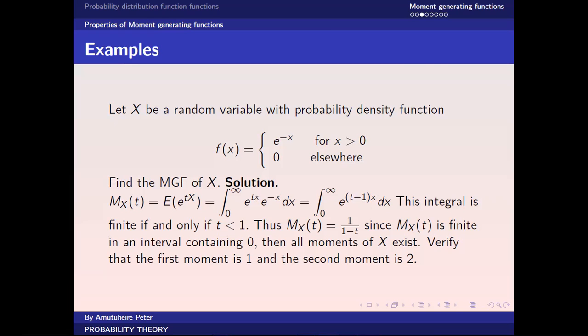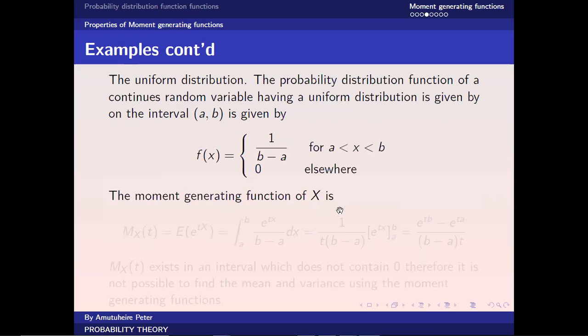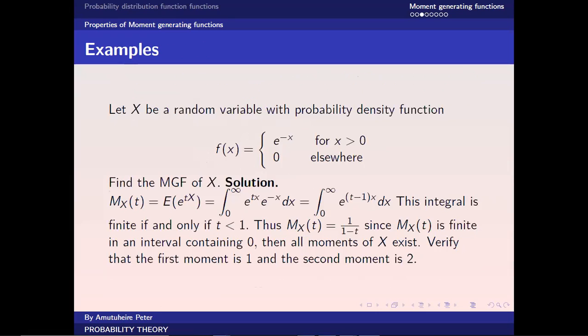So can we go to the next example, please? Next example, we want to look at a continuous random variable still, which is the uniform distribution. Why are we saying that the second moment will be 2? We differentiate this function the second time and then substitute in 0. We should be able to get 2. You will verify that.